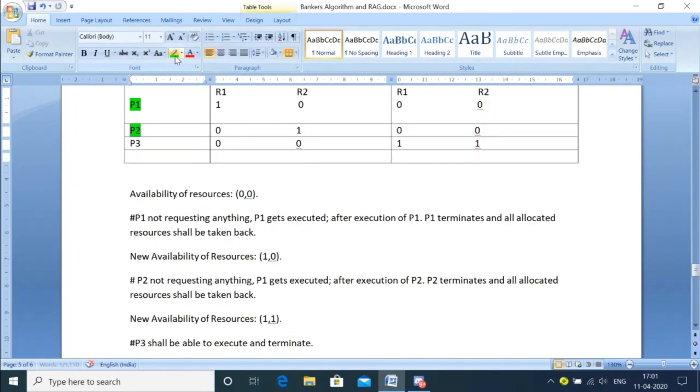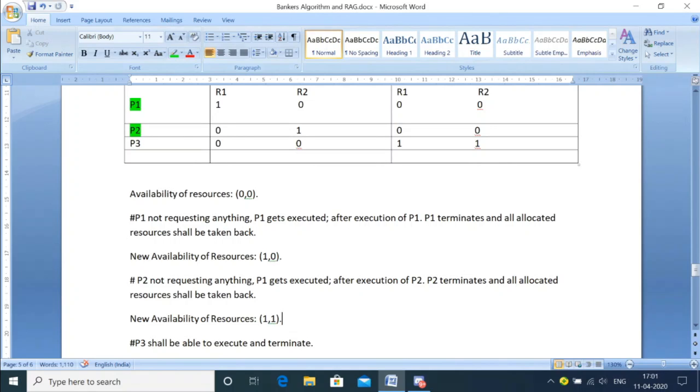The moment P2 is out of the system, whatever resource it was holding also has to be added. So now this will be added to the availability of resource. So how much will it be? 0 plus 1 is how much? 1. And then 1 plus 0 is 1. So this is my new availability of resource.